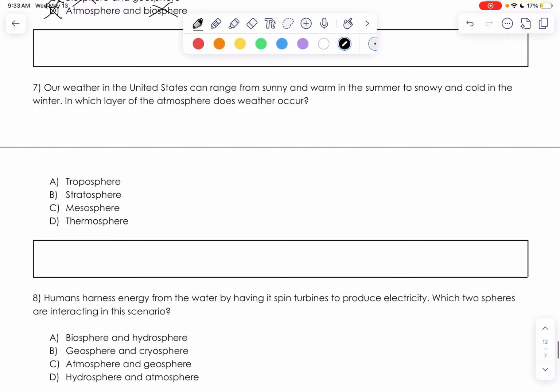Number 7, our weather in the United States can range from sunny and warm in the summer to snowy and cold in the winter. What layer of the atmosphere does weather occur? It only makes sense that weather occurs in the lowest layer, because we can see weather occurring. We can see the clouds above us, okay? Weather happens in the troposphere, which is the one that's the closest to us.